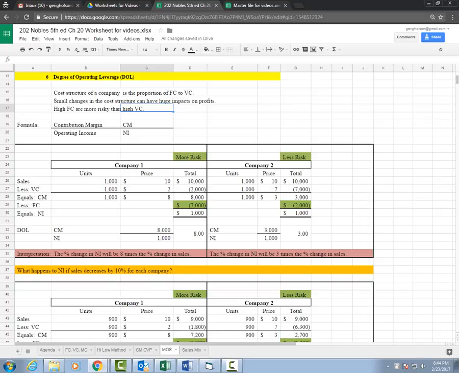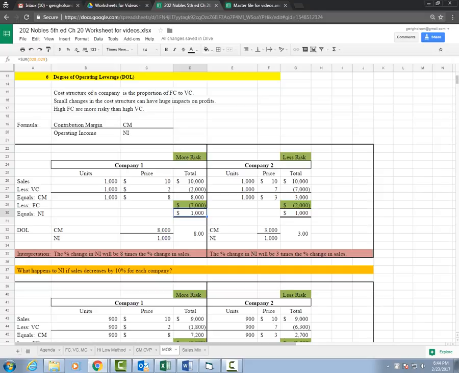So I have created two companies, Company 1 and Company 2. I have made Company 1 riskier because it has a higher fixed cost component. The fixed costs are $7,000 for Company 1 and $2,000 for Company 2. And we're going to see how changes affect the net income of the company. Right now the net income is the same.